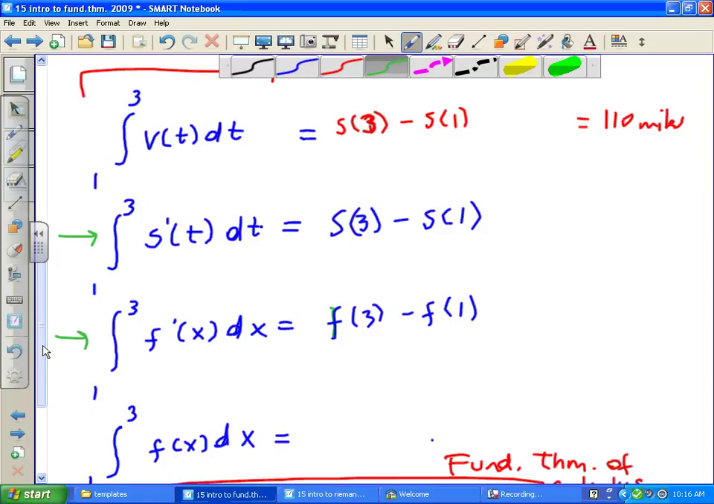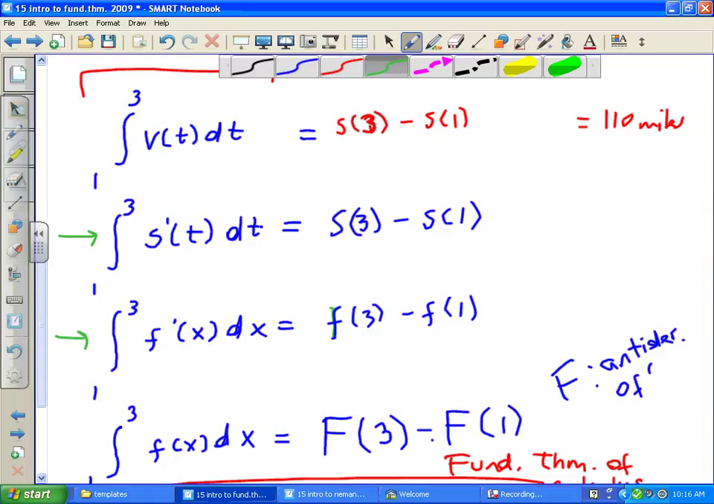The antiderivative, right? So when you have f of x on the left-hand side, you're looking for the antiderivative of f of x. And we usually represent it by capital letter F. So the antiderivative of f of x, which is capital F of x, will show on the right-hand side. And first, you're going to plug in, again, 3 minus, you're going to plug in the lower limit, 1. Again, where capital F represents the antiderivative of lowercase f of x.